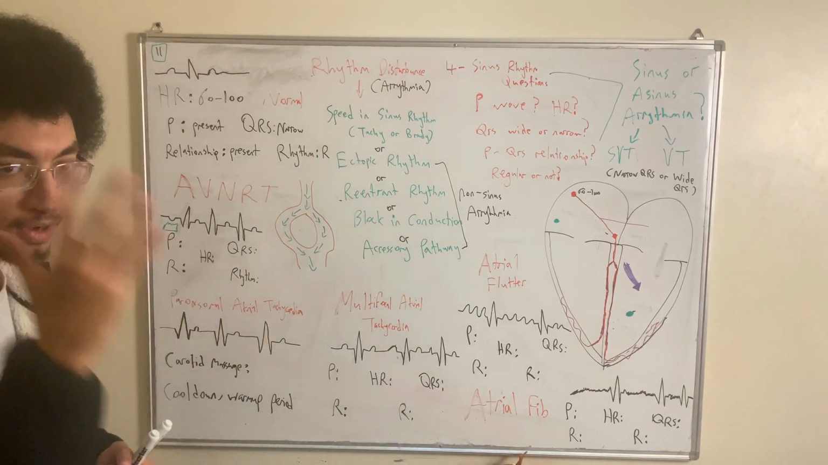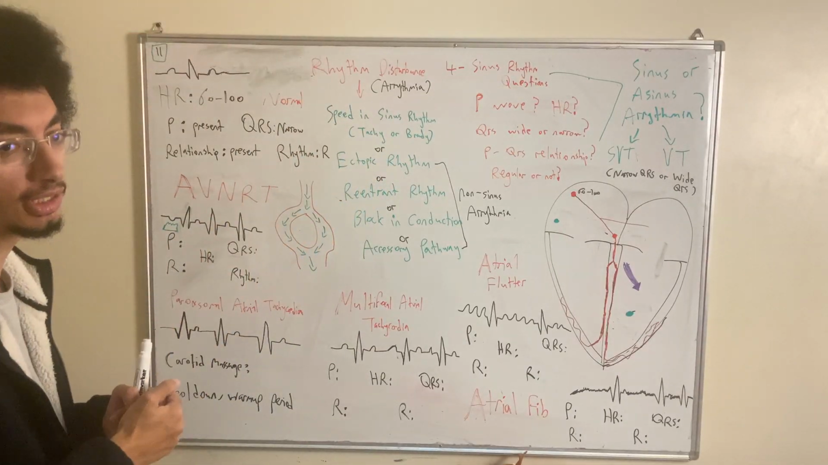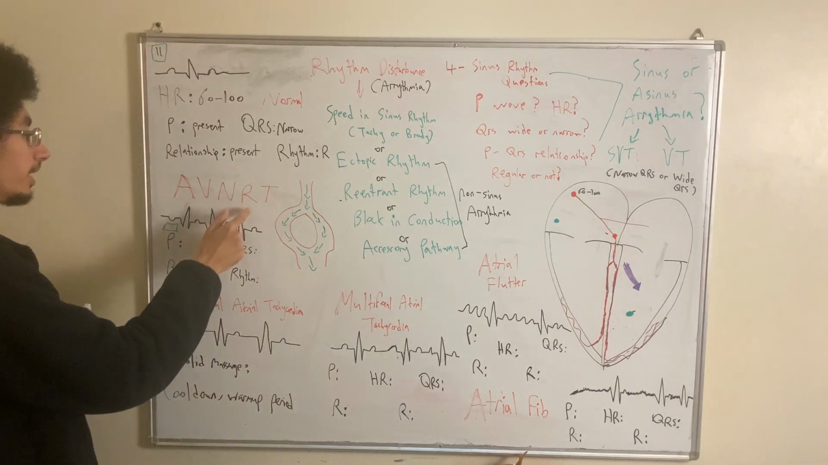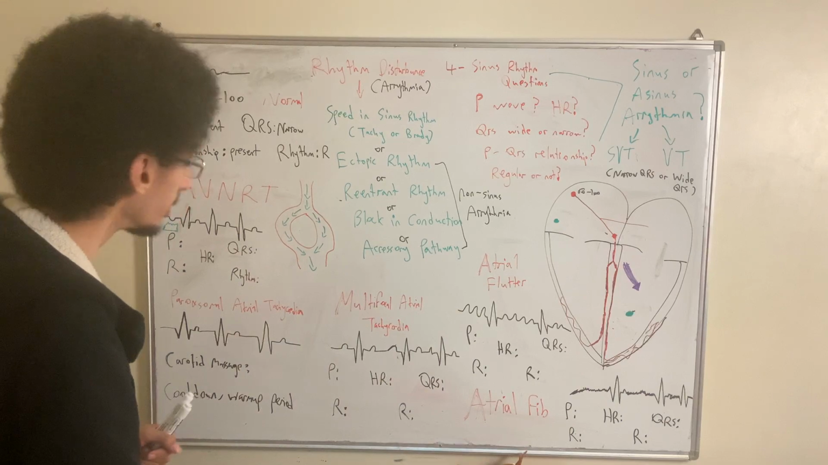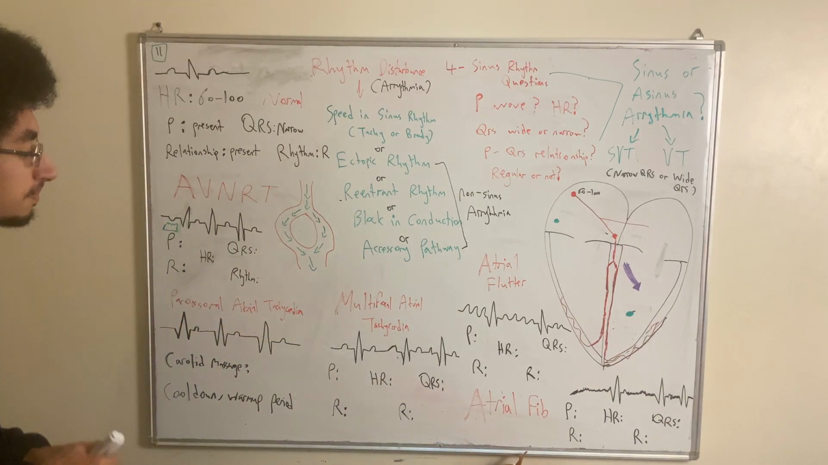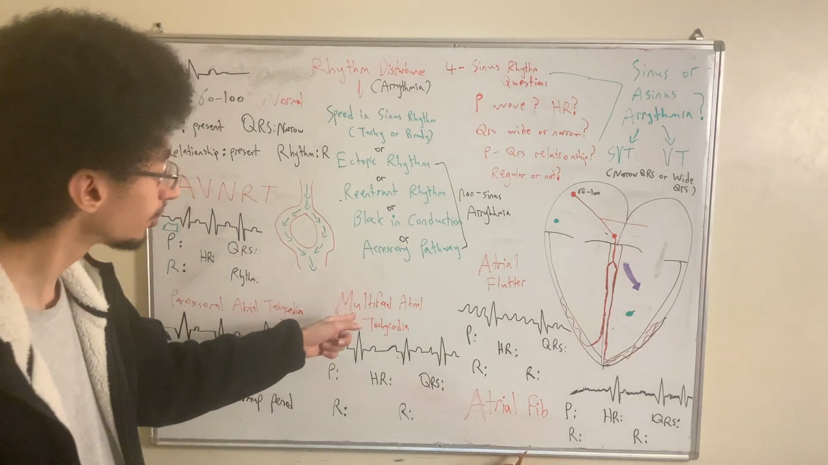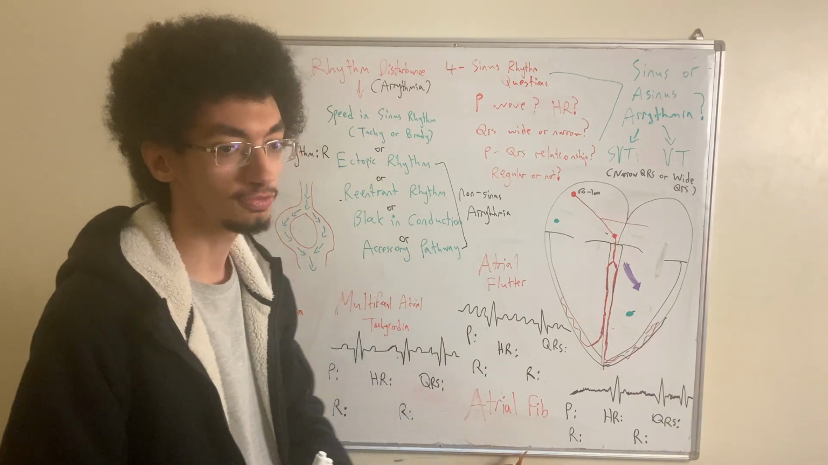So we will talk about 5 narrow complex tachycardias, 5 supraventricular tachyarrhythmias, which are AV nodal reentrant tachycardia, PAT, paroxysmal atrial tachycardia, MAT, multifocal atrial tachycardia, atrial flutter, and finally atrial fibrillation.